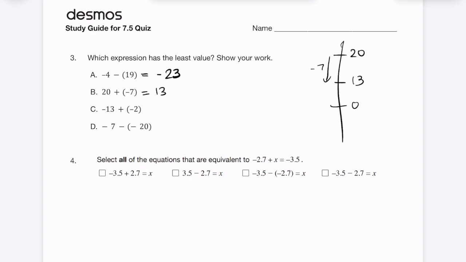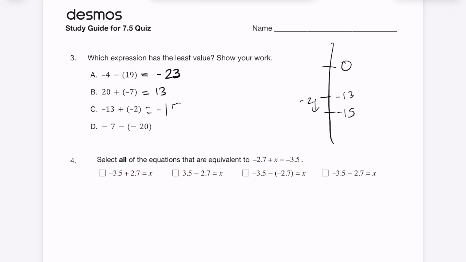If I'm adding one positive and one negative number, we can subtract the absolute values to get 13, and then the sign is whichever number has the greater absolute value. So 20 is bigger than 7, and 20 is positive. So the answer is positive 13. For C, we start at negative 13, and we add a negative 2. So we go down 2, and we end up at negative 15.